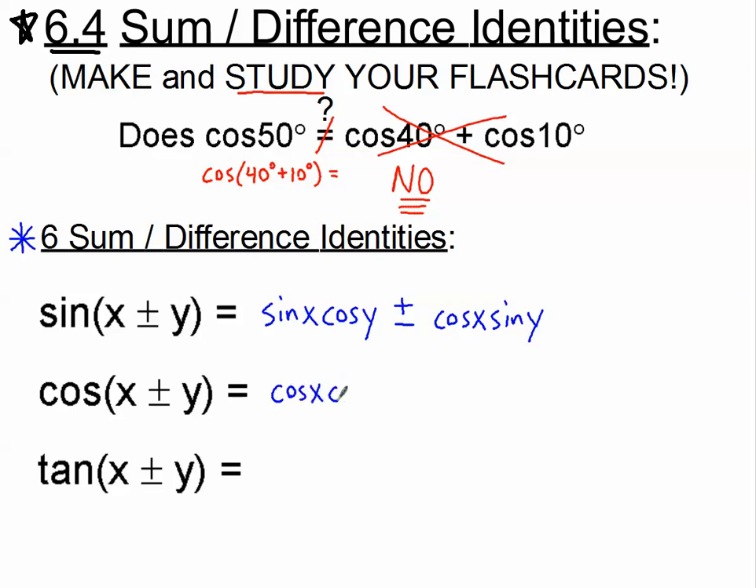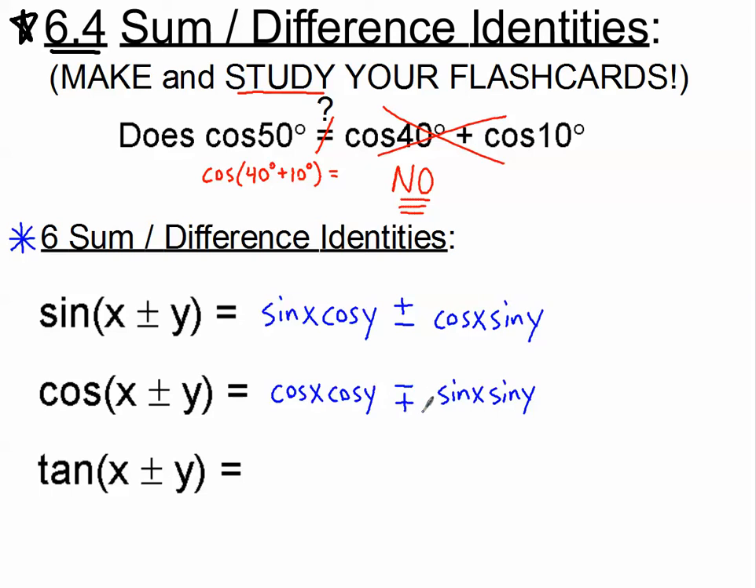first angle times the cosine of the second angle, but then we change the sign to a minus sign, and then sine of the first angle times sine of the second angle. That's what the cosine of a sum is equal to. Notice that it has a minus sign. And then the cosine of a difference is basically the same exact thing, except this time it's a plus sign.